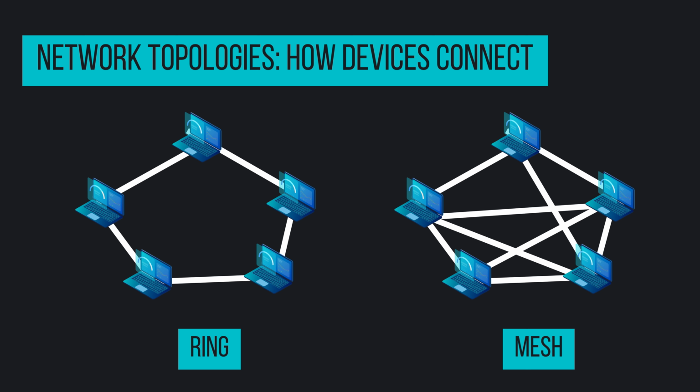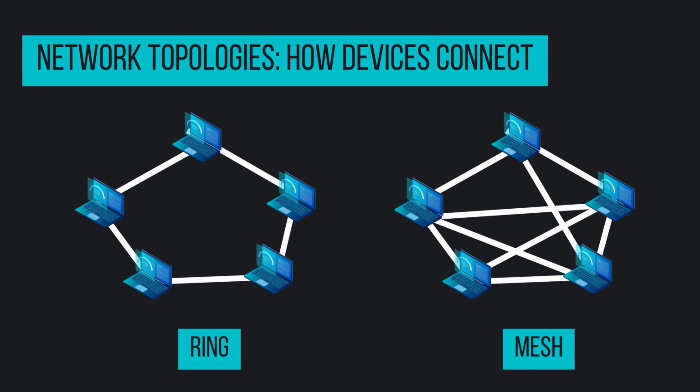In a mesh network, devices have multiple connections to other devices, creating a web-like structure. This is how the internet backbone operates. The beauty of mesh is redundancy. If one path fails, data can take alternative routes. It's like having multiple highways between cities.